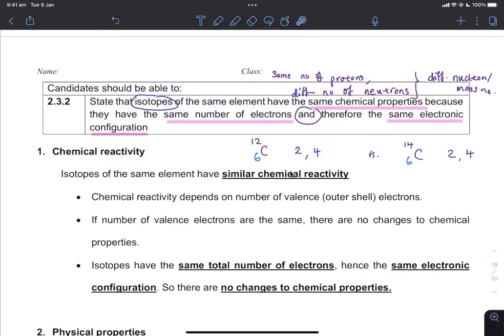Even though they have a different number of neutrons, 12 minus 6 is 6 neutrons, 14 minus 6 is 8 neutrons, your number of electrons is the same as the number of protons because you have atoms. Whenever you have atoms, the number of protons is equal to the number of electrons. If you have the same number of electrons, which is 6 and 6 for both isotopes, you must have the same electronic configuration, as simple as that, okay?